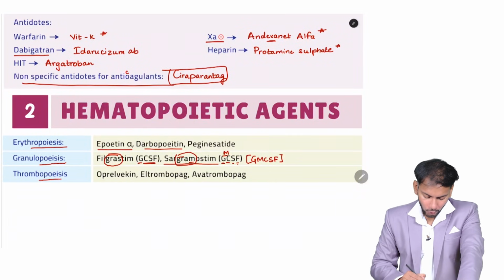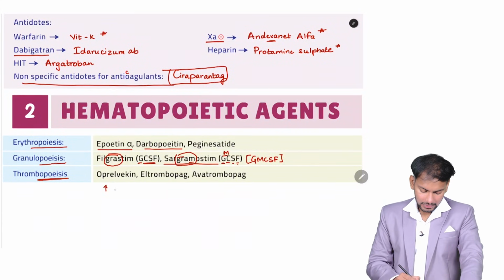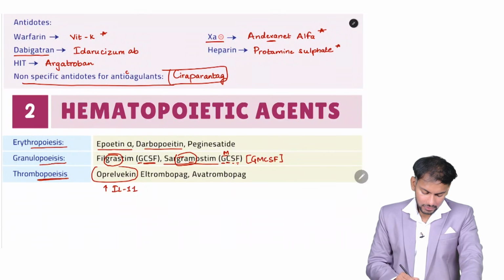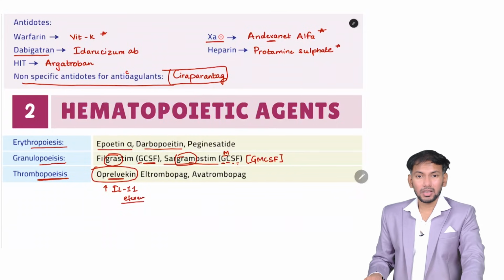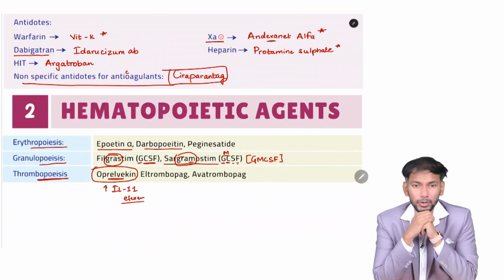Now, coming to thrombopoiesis. How do you increase the platelets? By increasing the interleukin 11. At least remember one drug. This is oprelvekin. You can see here in the name itself we have 11. Yes, it is oprelvekin. Yes, that's all. This is what I want you to remember.